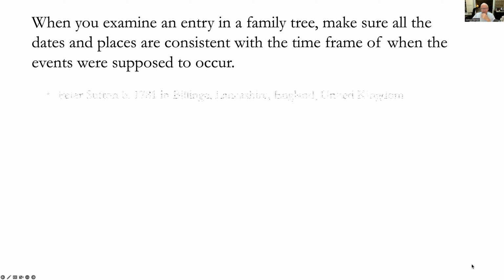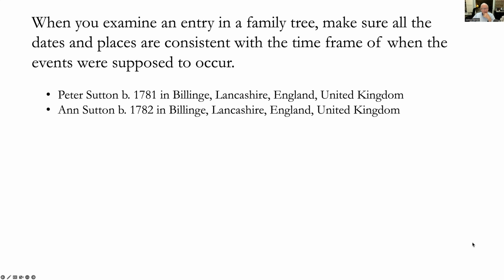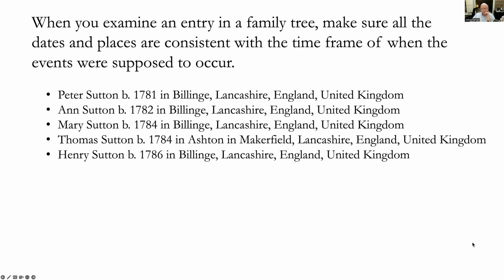For example, here we have Peter Sutton, born in 1781 in Billinge, Lancashire, England, and then Anne Sutton and Mary Sutton and Thomas Sutton and Henry Sutton. If you look at this real quick, you'll see a couple of things that you should notice in any kind of entry. First of all, we have two children that were born in the same year. And interestingly enough, they were born in different places. Is this possible? Physically possible. But given the date of 1784, it is highly unlikely.